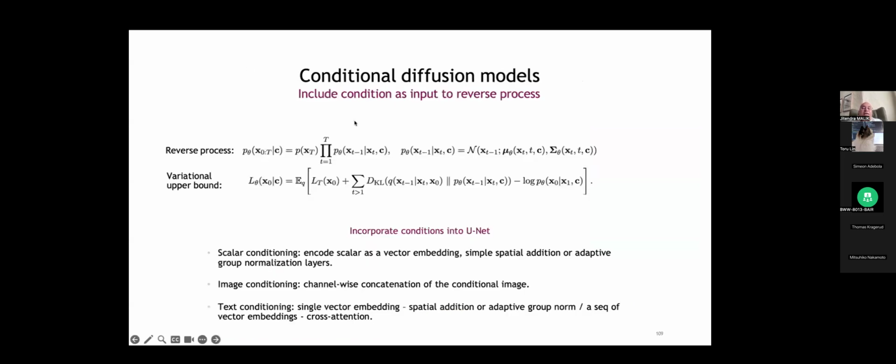So how do we include conditions in the diffusion models? Basically, you have the standard forward process and reverse process. In the reverse process, you have the C. The C is what you are conditioning on, and what we will see is that for the diffusion policy, the C is going to be the observation.